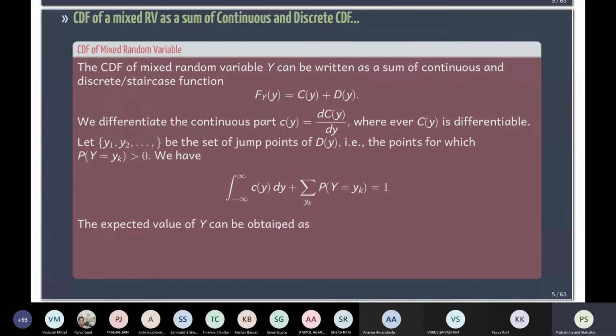The expected value of y in the mixed variable case can also be, as usual, extended like this. The only thing to remember is you have to know what the PDF is. Let us say you could differentiate it for the continuous part, and then you put a y here to get the expectation for the continuous, and then you have the PMF, and you just put yk here. Basically, it's the expectation of the continuous part plus the expectation of the discrete part, and that gives you the expectation of a mixed random variable.